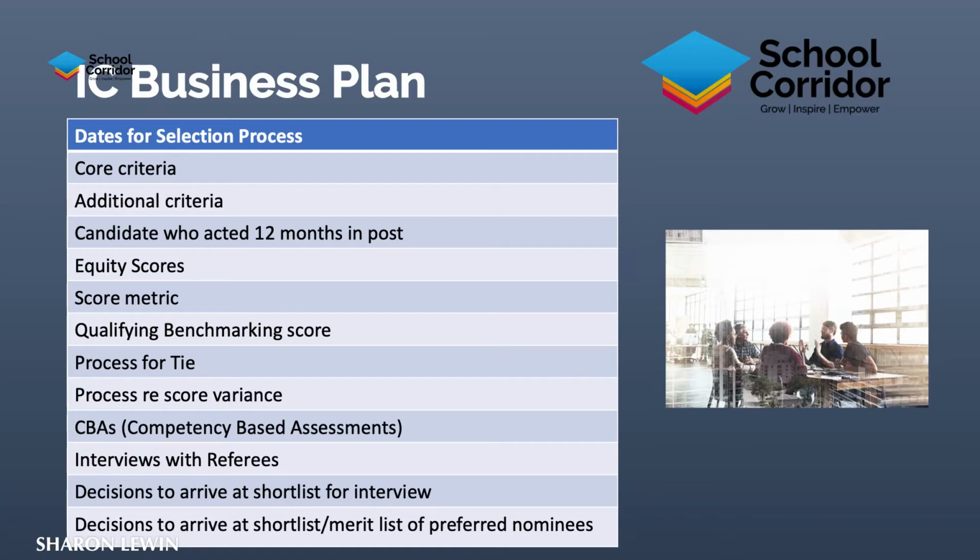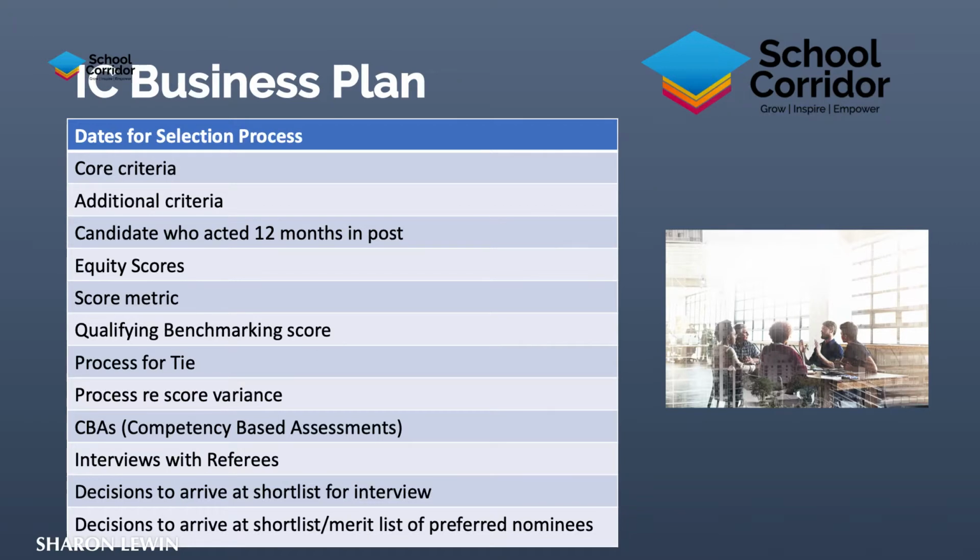Then, of course, the interview committee must also decide on the score metric. In other words, how are they going to finally score the candidates to decide who's going to be invited to the interview? So the score metric must be worked out. And then also, in most cases, there's a qualifying benchmarking score. In other words, the IC will have to agree on the minimum score for a candidate to be considered to be invited to the interview, depending on how those shortlisted candidates will be ranked.